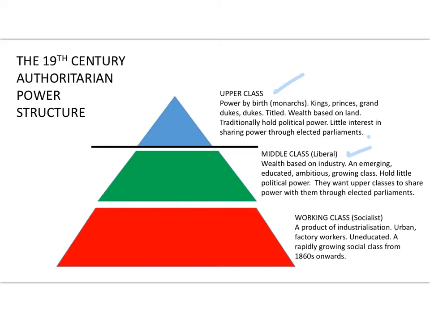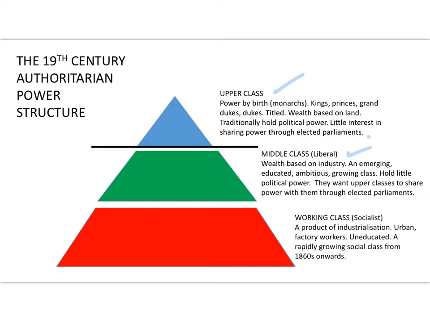Now, those values are what we call liberal. That's liberalism. Liberalism is where power is shared with the lower classes, with the lower ranks, in particular the middle classes. Then, of course, at the very bottom of the social pyramid, we've got the working classes.